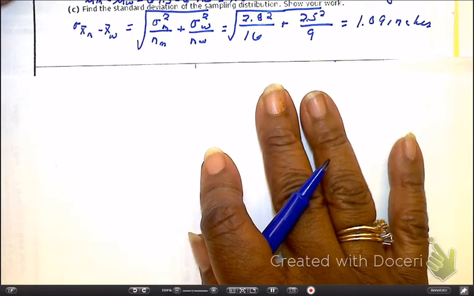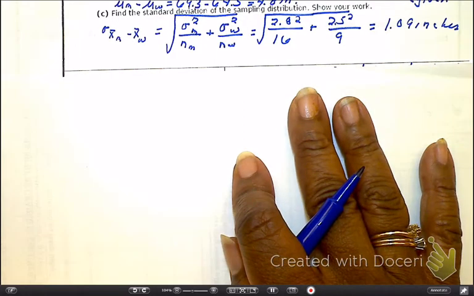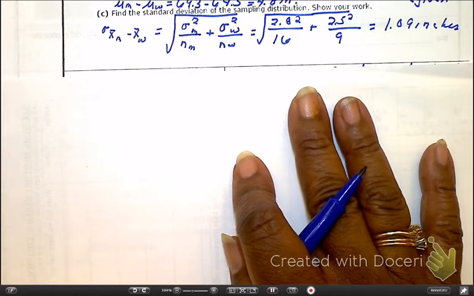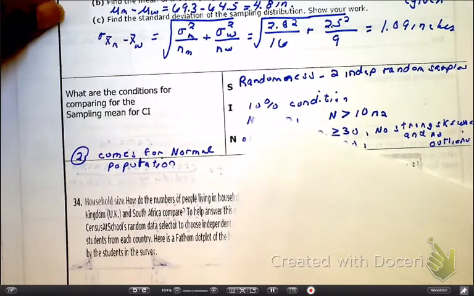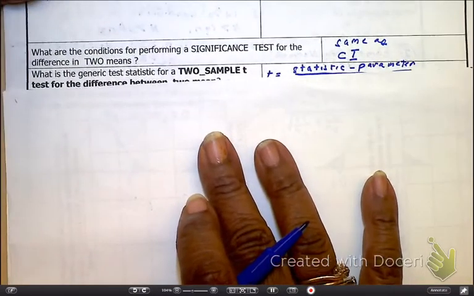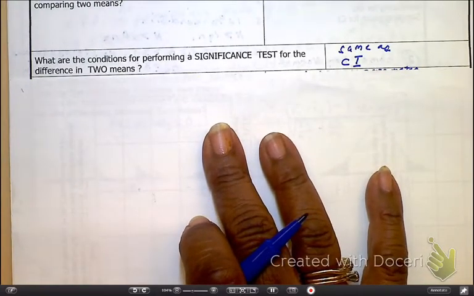Now, I do want to talk about the conditions and assumptions. I'm going to just jump into what our whole purpose of this is, which is to do a two-sample t-test. So turn to page 10 of your notes and go down to the bottom. What are the conditions for performing a significance test?